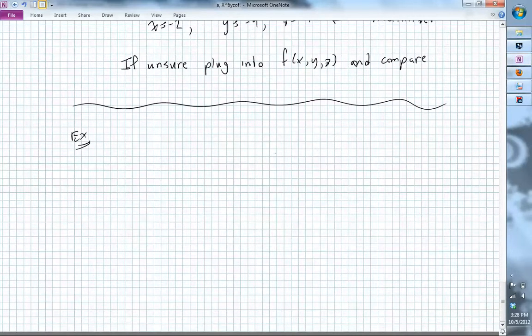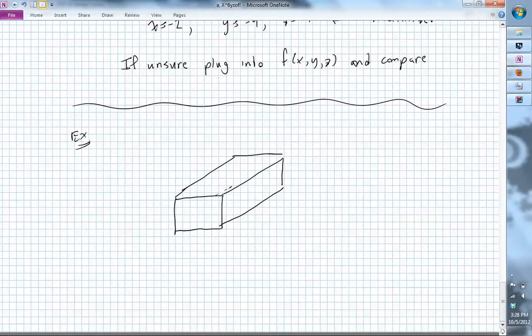So we've got this aquarium. Okay, let's give ourselves some dimensions. We've got an open top and a cheap bottom.